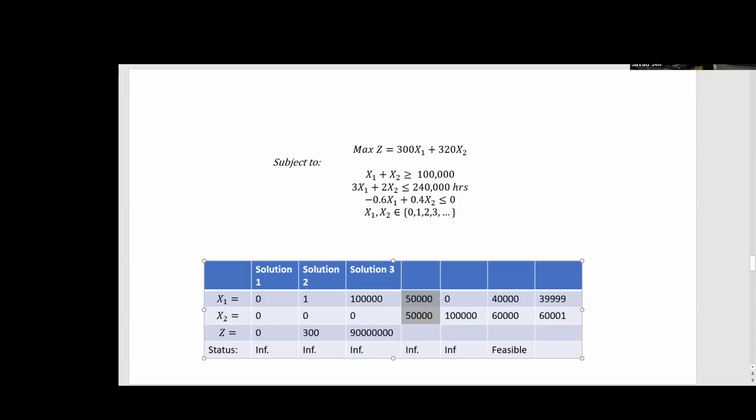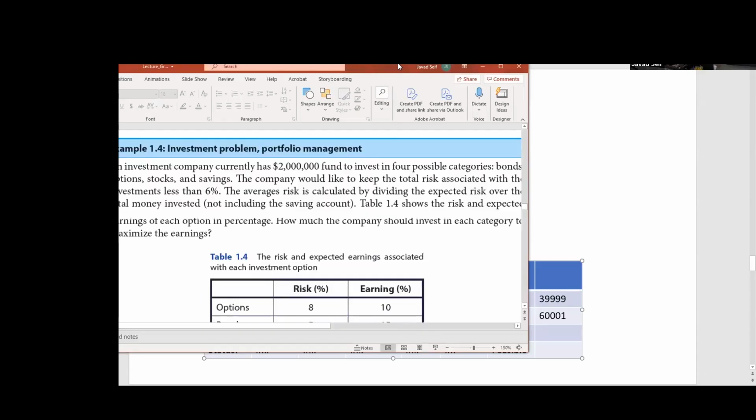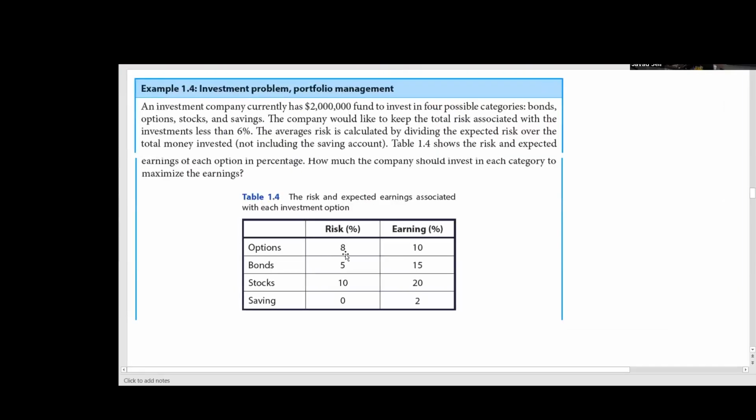And then the average risk is, multiply the percentage of risk by the amount you invest, sum them up, and divide by the total amount you invest. Let's say you only invest in options. It's 8 times the amount you invest in options divided by the total amount you invest.